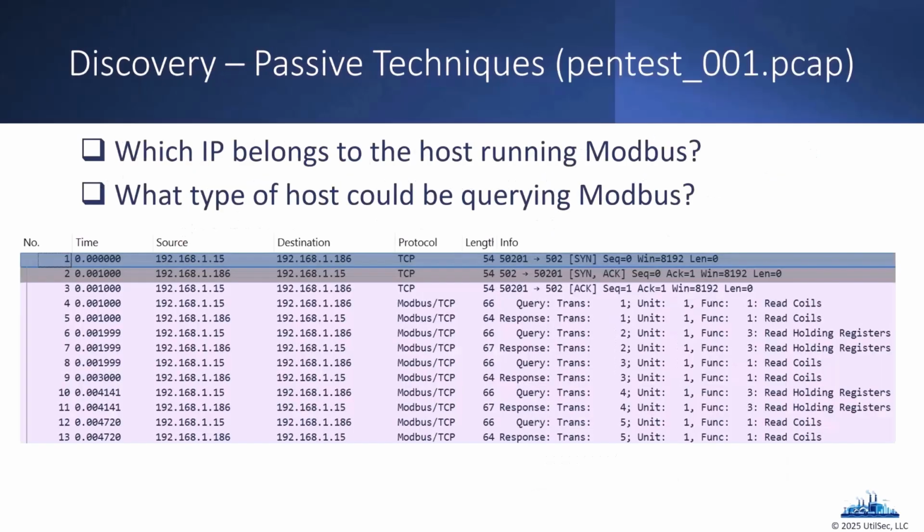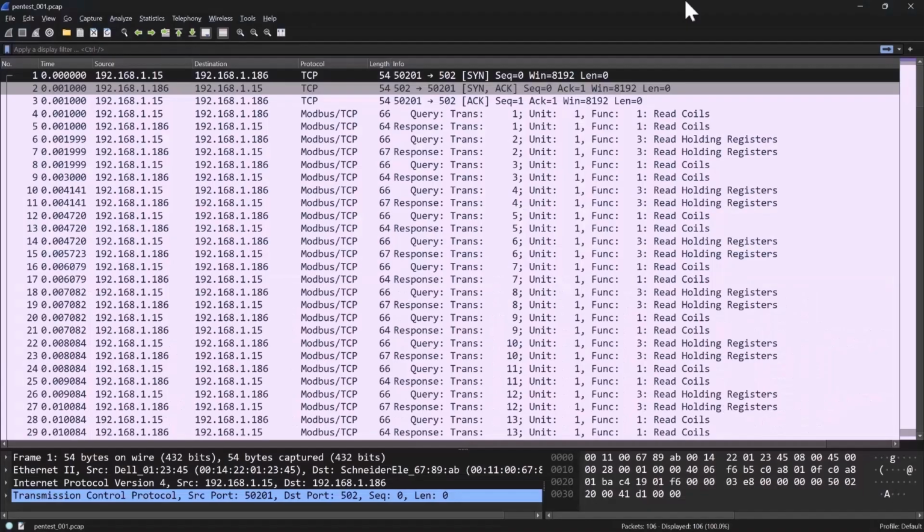So here's an example, and we're going to jump over to the live Wireshark. I'm going to make this full screen so it's a lot easier to see. This is the first PCAP that you can find in the captures file with the course material. This is the PCAP labeled pentest_001, and what you can see is that this simulates Modbus communication.